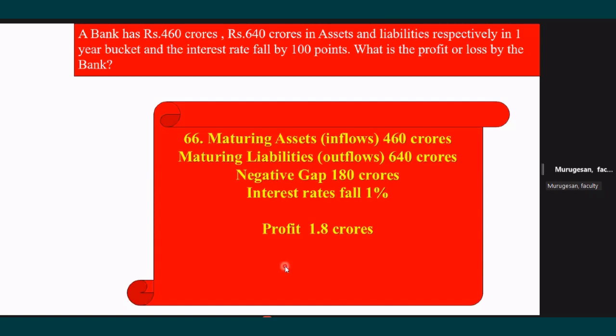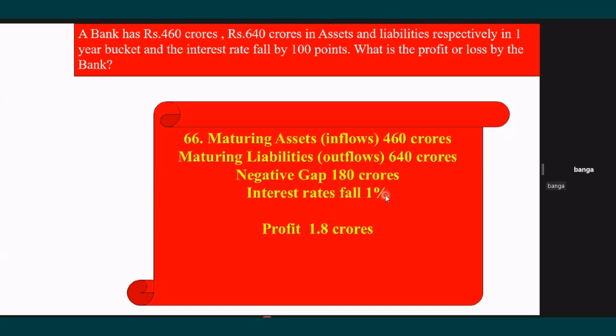Okay. But to know that, you should know the concept. Otherwise, you cannot do it. You have to find out the gap, then understand whether an interest rate fall means profit or loss. Yes, profit 1.8 crore. If you know all this, you can do this question easily. This type of question will definitely be there. 100 points means 1%, madam. So 180 into 1% is 1.8.